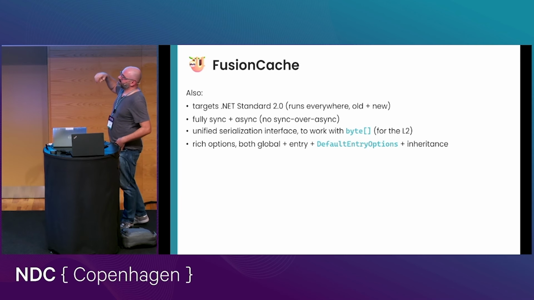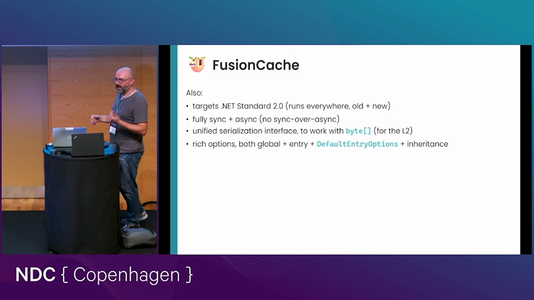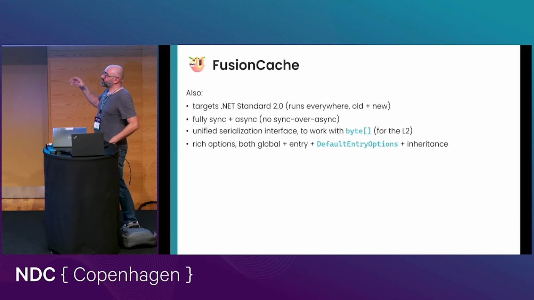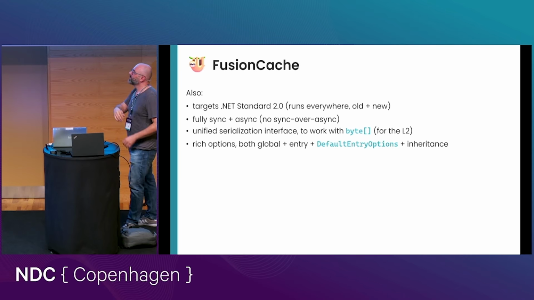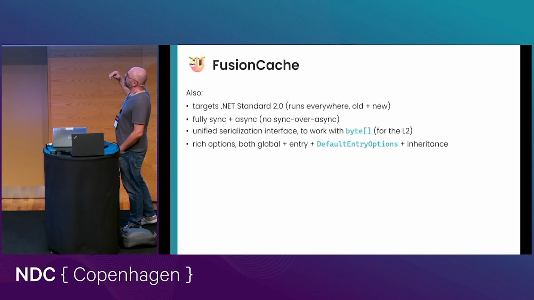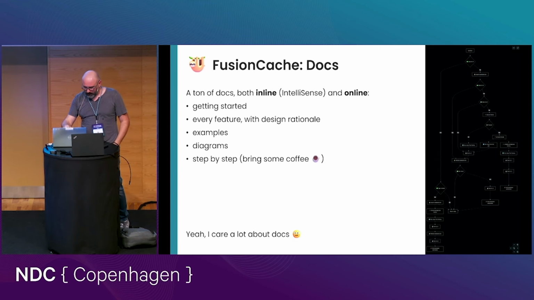Final note, it targets .NET Standard 2.0. This means that it can run everywhere. If you have something in .NET Classic, the 4.7.8, whatever, it runs there. Modern .NET, Unity, Mono, you name it, it runs everywhere. It is fully sync and async, meaning you can use it even if your call site is sync only, which is important in some cases. A unified serialization abstraction to work with any distributed cache, to work with byte arrays, basically, for the L2, and a rich set of options, both global and per entry.